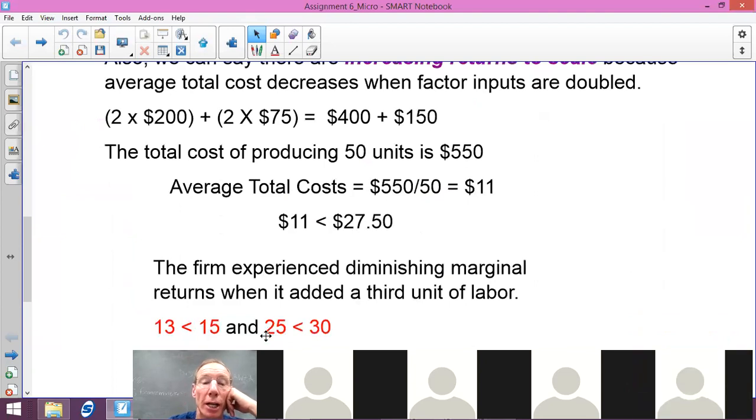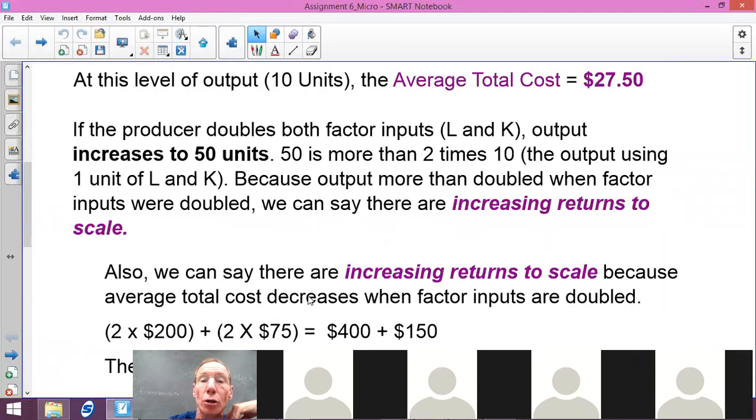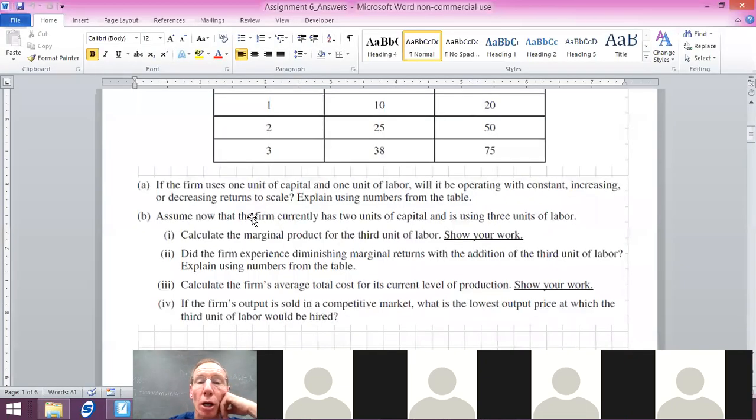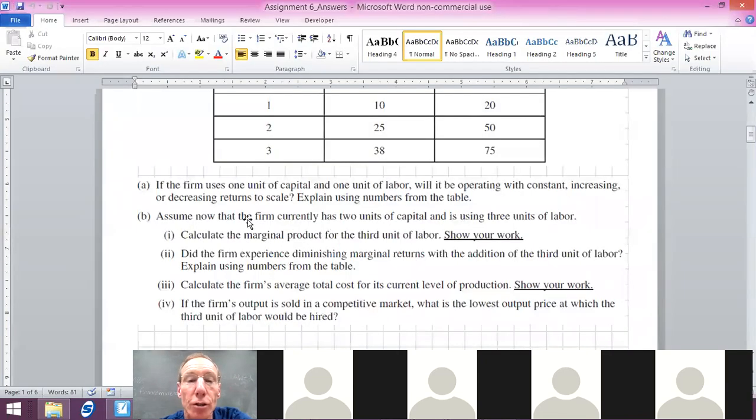Now, the next question is why I put in the marginal products here. Because in the next question, it says, assume now that the firm currently is using 2 units of capital and 3 units of labor. Calculate the marginal product for the third unit of labor. So if we jump back over to my chart, what did it say again? Let me go back. 2 units of capital, 3 units of labor. So what is the marginal product for the third unit of labor?